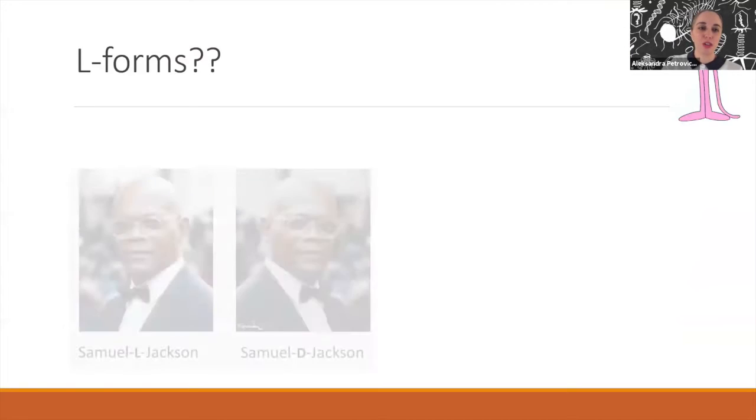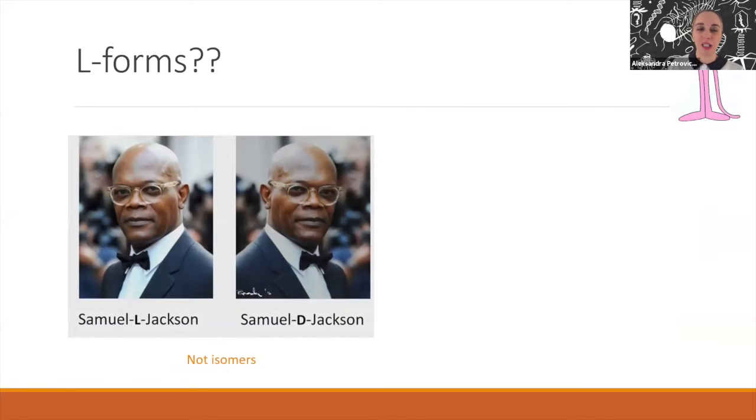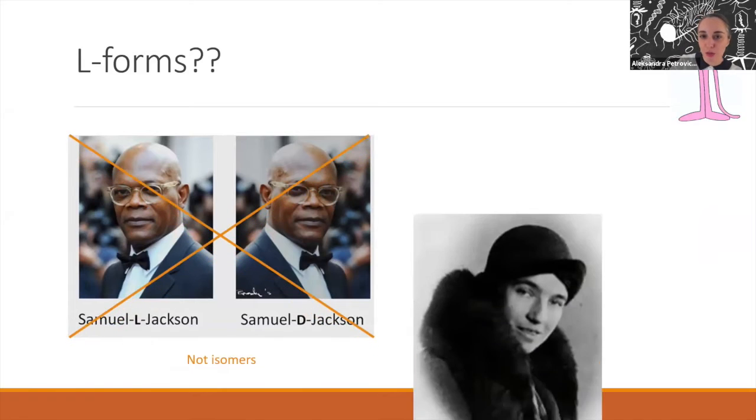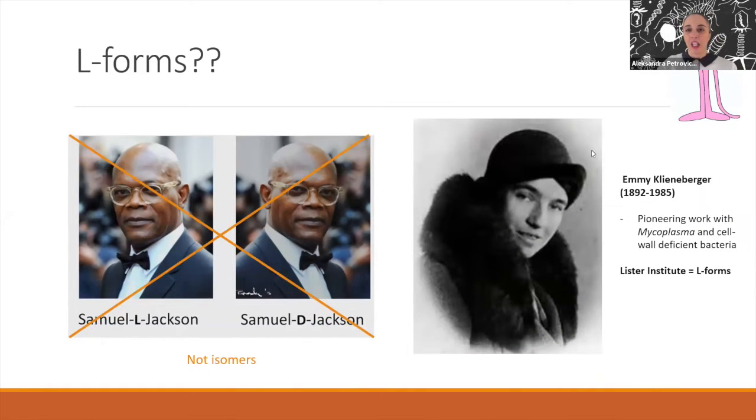So first of all, I will just talk a little bit about L forms. So what are the L forms? They are not any kind of isomers. They were defined by Emmy Klieneberger at the Lister Institute. That's where the L comes from. And they are cell wall deficient bacteria or an alternative bacterial life form.